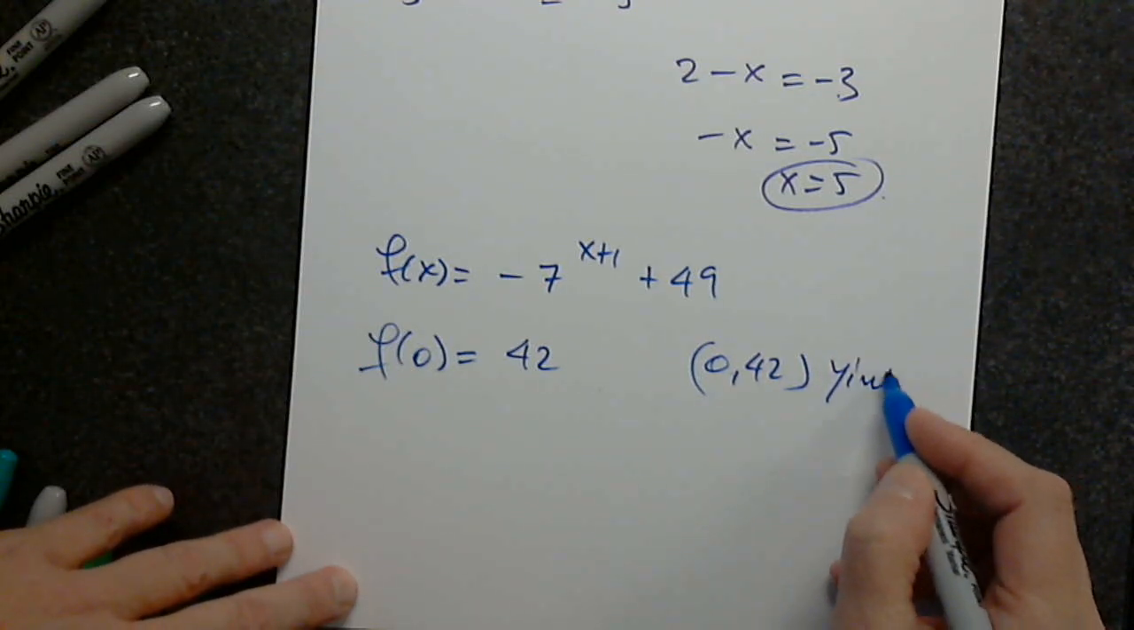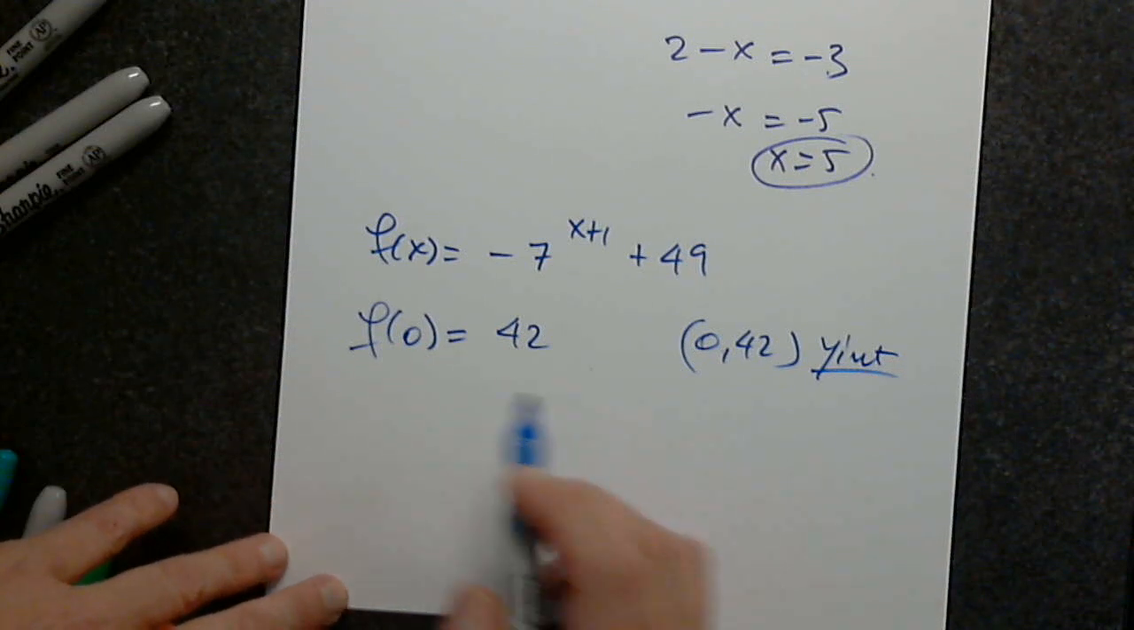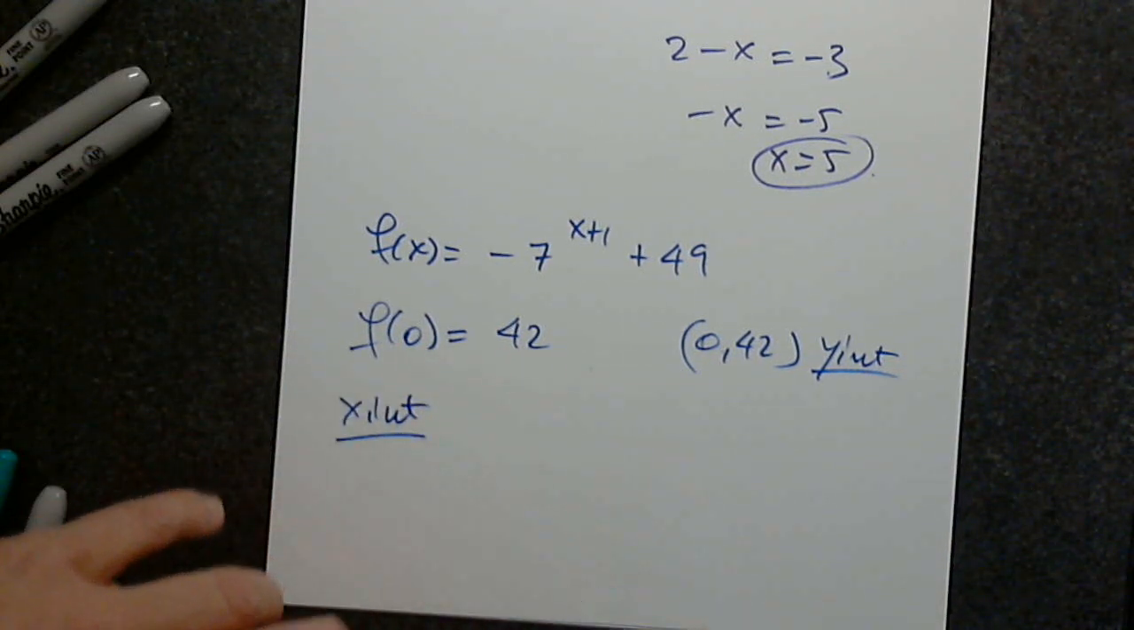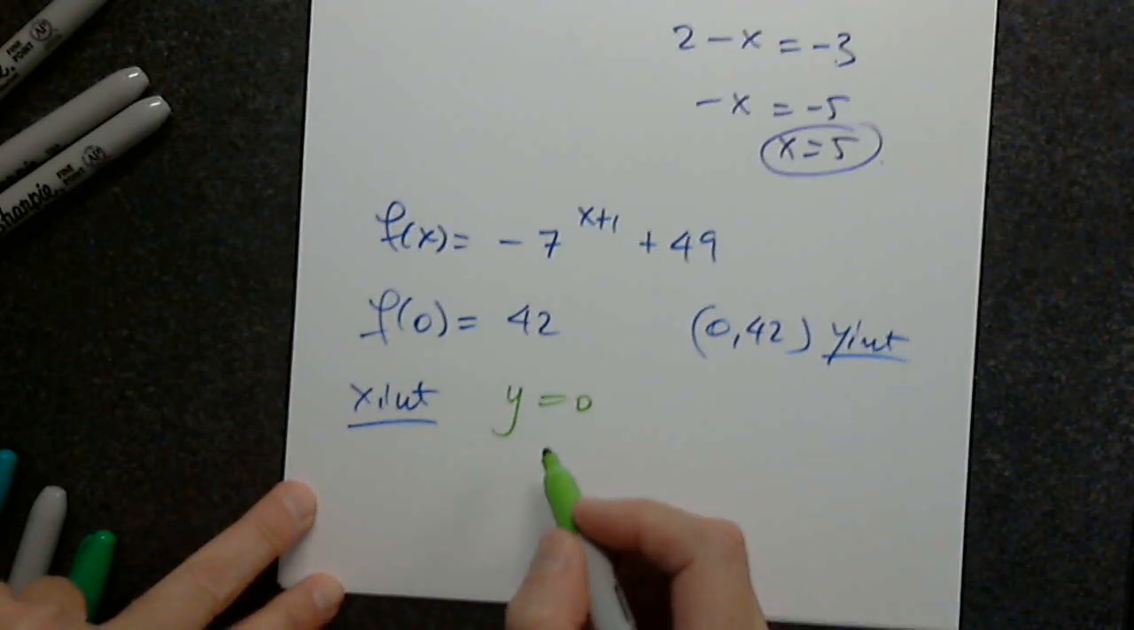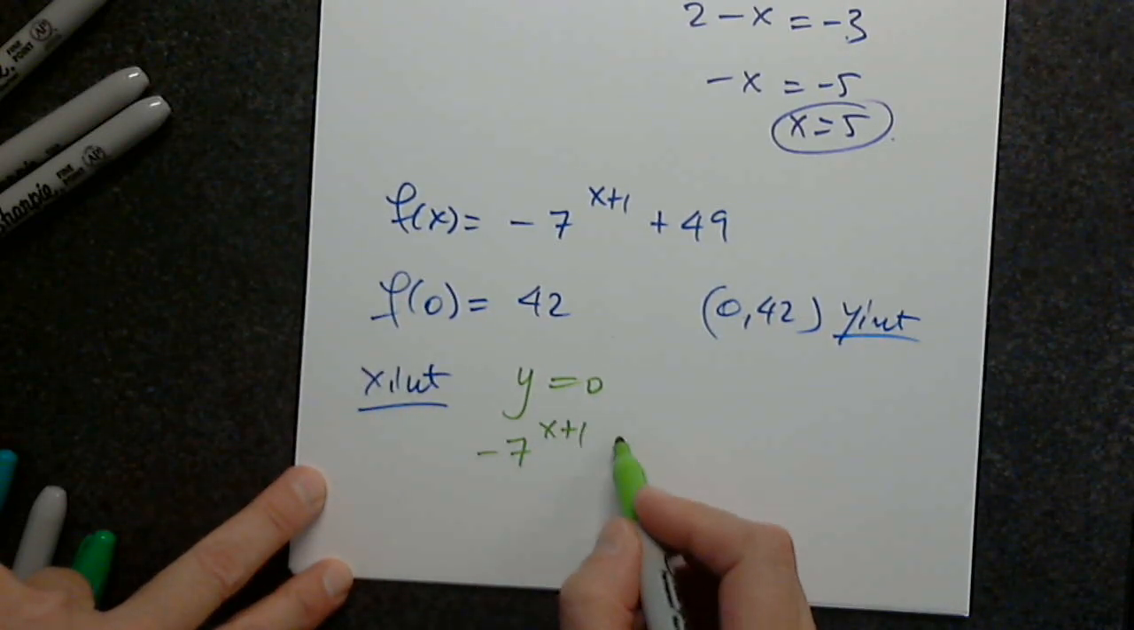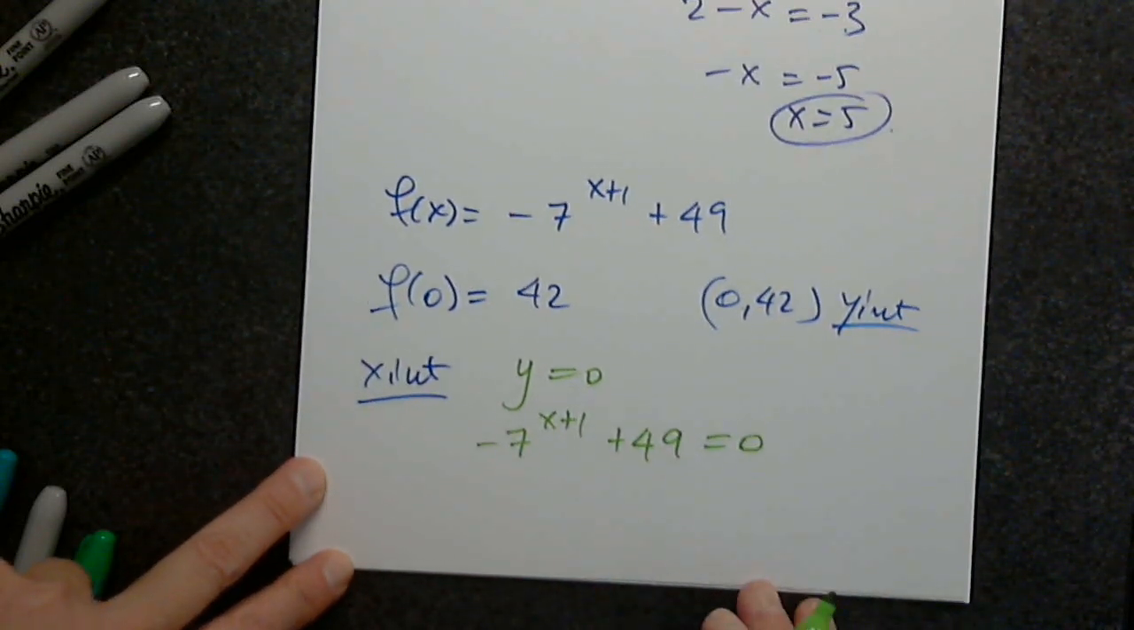So now we want to find the x-intercept. How do I find the x-intercept for any function? We said y equals 0. So negative 7 raised to x plus 1 plus 49 equals 0.